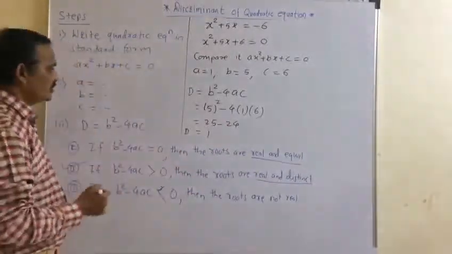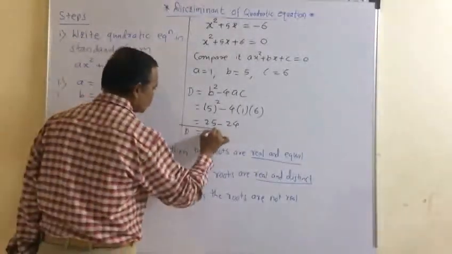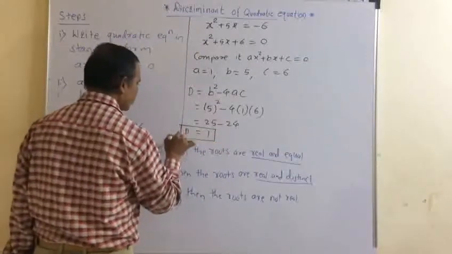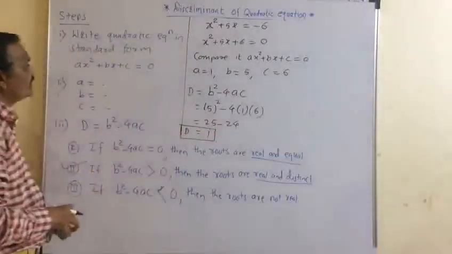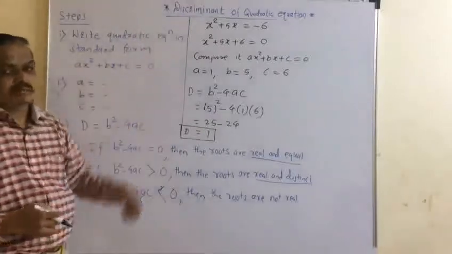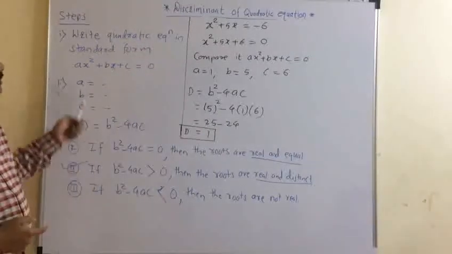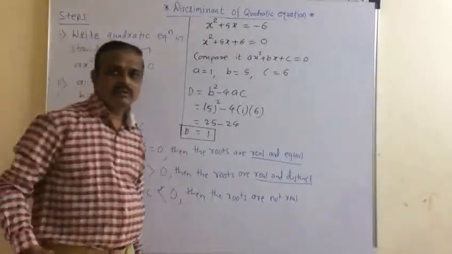Here again we get a positive value of the discriminant, and that describes that the roots are real and distinct. So in this way students can get some idea of how to find the discriminant and the nature of the roots.